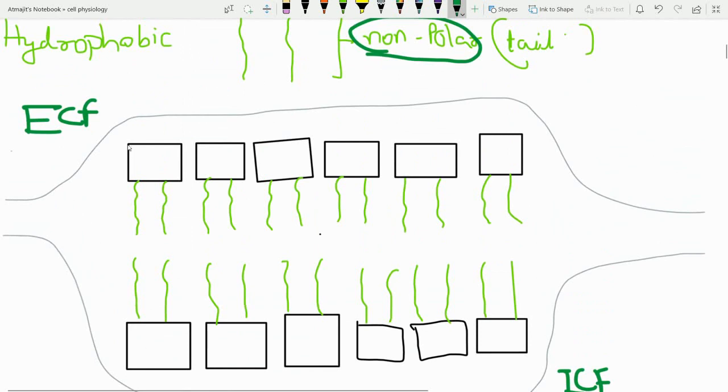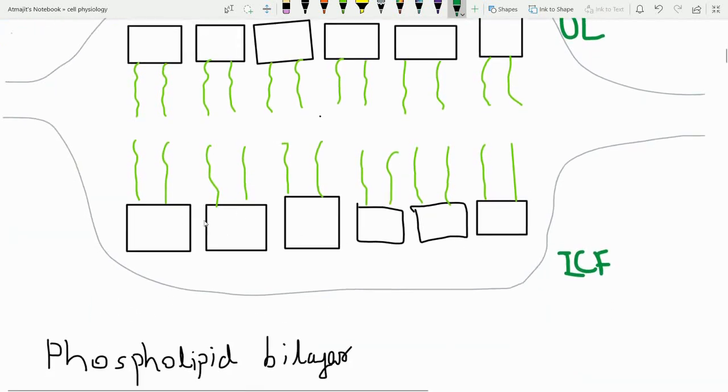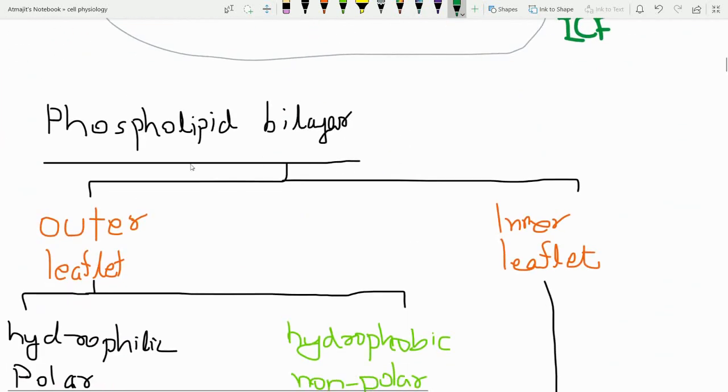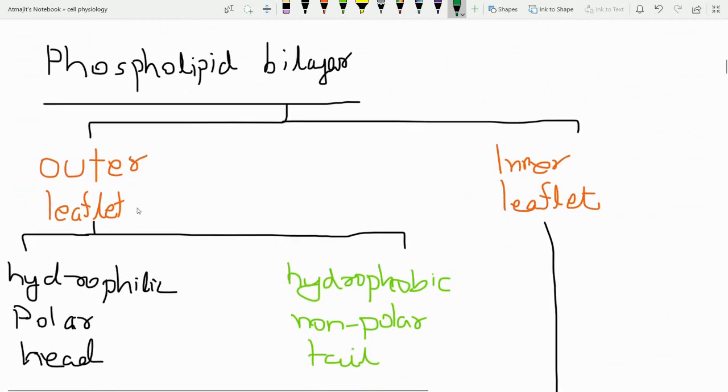The structures which face towards the extracellular fluid are called the outer leaflet, and the structures which face towards the intracellular fluid are the inner leaflet. This is the phospholipid bilayer. One is the outer leaflet, one is the inner leaflet.